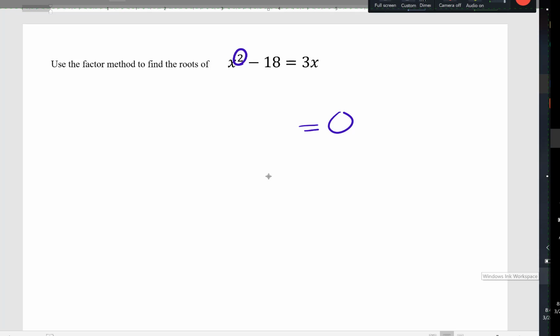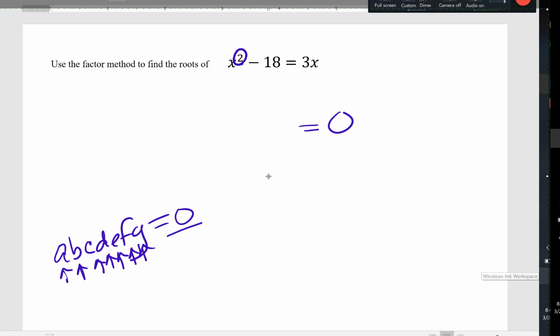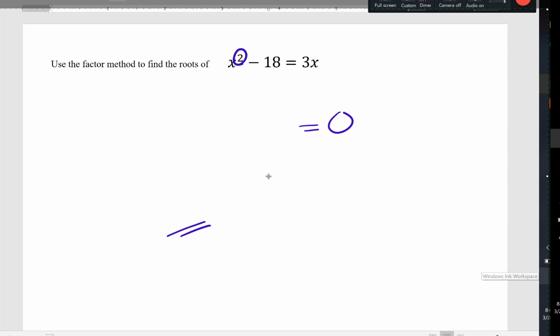So if you have something like A, B, C, D, E, F, G, all those things multiplied together, and it equals 0, then you know that either A is 0, B is 0, C is 0, D is 0. One of them has to be 0, okay? Because that's the only way you can get 0 when you multiply a bunch of things together. There's no other way to get 0 except that one of the factors must be 0. All right, so that idea is what we use to solve a quadratic equation like this.